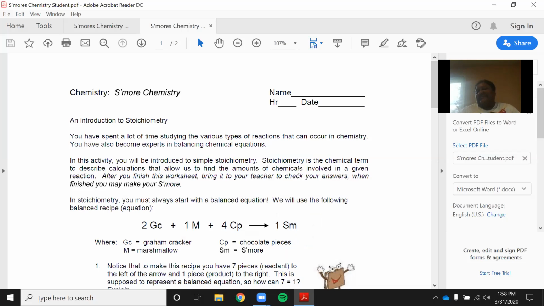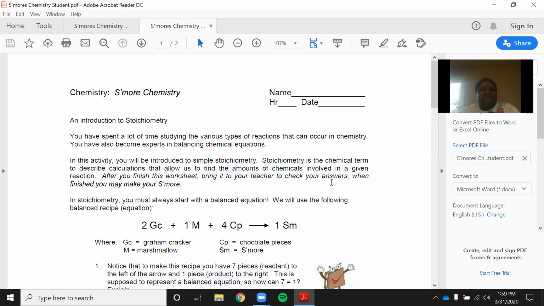Now, we talked about the types of chemical reactions and predicting whether they occur. We learned how to balance equations, right? What we're going to look at now is how to take an equation and do some conversions based on, if I have this much of this reactant, how much product can I make? If I made this much product, how much reactant must I have had? And we're going to do that by looking at a recipe for s'mores.